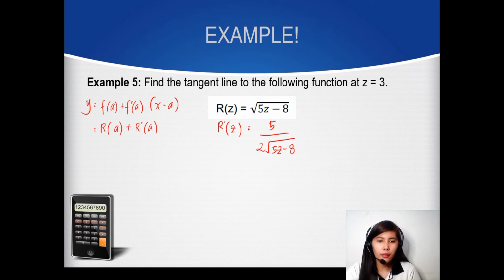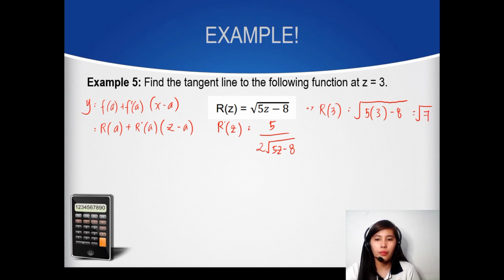Okay, and our x is z minus a. So we need r of a and r prime of a. And our a is equal to 3, so we need r of 3. We only have to substitute the 3 in the z. So this is the square root of 5 times 3 minus 8, that is equal to the square root of 15 minus 8, that is the square root of 7.